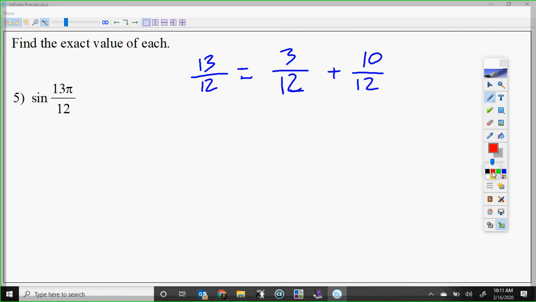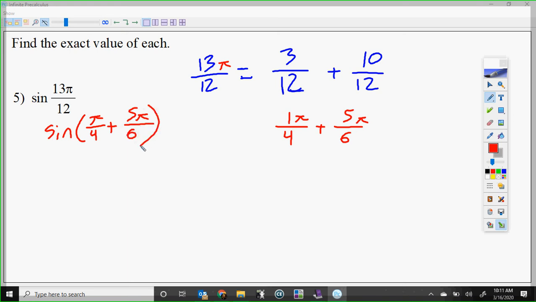So I use 3 and 10, so let's simplify these. Well, 3 over 12 simplifies to be 1 over 4, and 10 over 12 is going to give me 5 over 6. Now I'm going to tack my pi back on, and I have pi over 4 and 5 pi over 6. So over here, sine of pi over 4 plus 5 pi over 6. All right, so there's our sine function. There's two things that we know are on our unit circle.